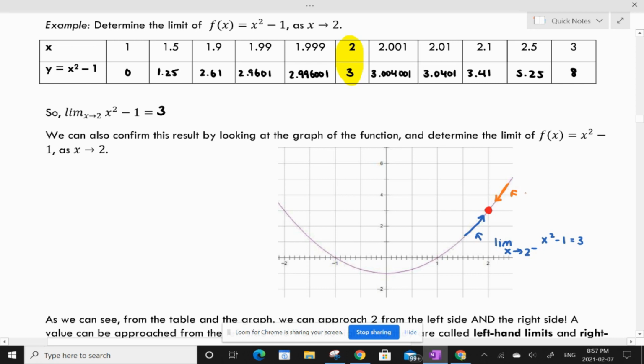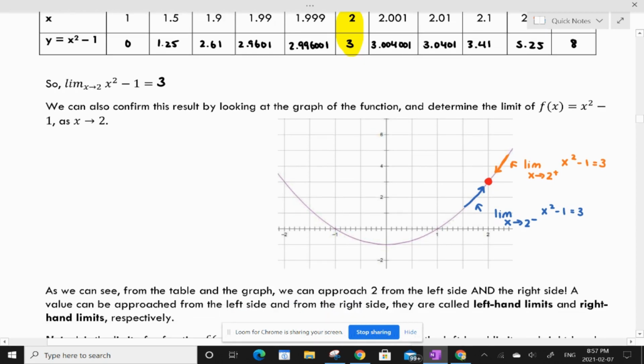So for this one, I've got the limit as x approaches 2 from the right-hand side for x squared minus 1. That also equals 3. Notice how I'm coming in from the left and it equals 3, and coming in from the right, it also equals 3. So in this particular case, if you compare what we had from the table and the graph, as we approach 2 for x from the left-hand side and from the right-hand side, we know that our function is approaching 3, the y value of 3.